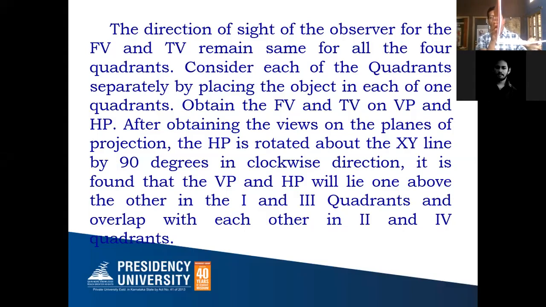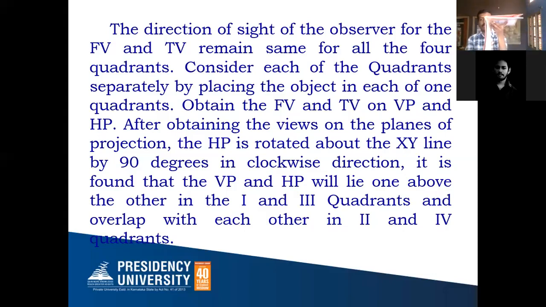As I have given the procedure, the vertical plane we should not disturb, the horizontal plane we need to rotate by 90 degree in a clockwise direction. That's what I'm doing. If I do this, this is the intersection of your HP and VP, this becomes your XY line. And in the second quadrant system, both vertical plane and horizontal plane will coincide with each other. And the front view and top view also will coincide with each other for the second quadrant. So like this, the projection for the second quadrant has to be drawn.